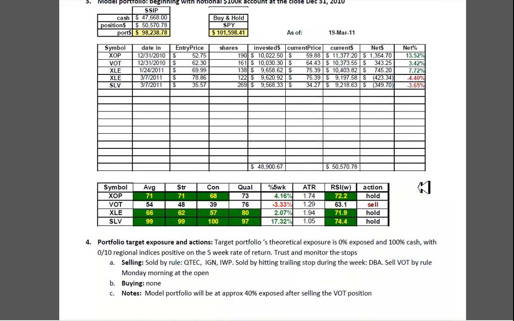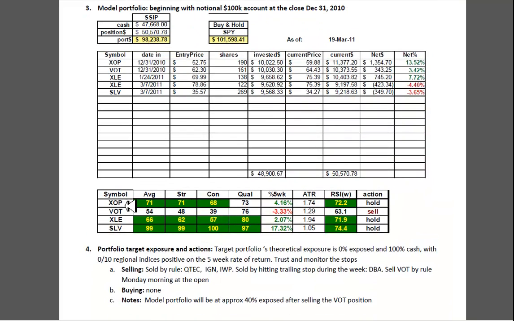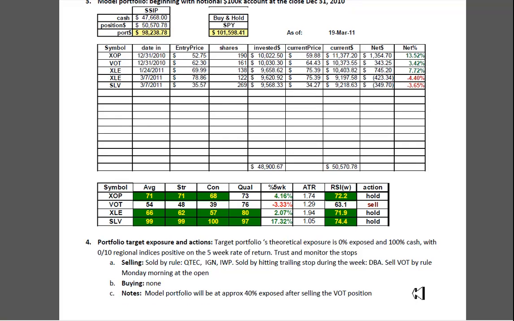Inside ETF2, the model portfolio, you can see we sold technology. These three U.S. technology ETFs were sold Monday by rule. DBA, the double position, was hit on its trailing stop on Tuesday, and we're selling VOT by rule because of the negative 5-week rate of return and the fact that the theoretical model is so low, there's no reason to hold on to that. So the theoretical model will be approximately 40% exposed after the open on Monday.